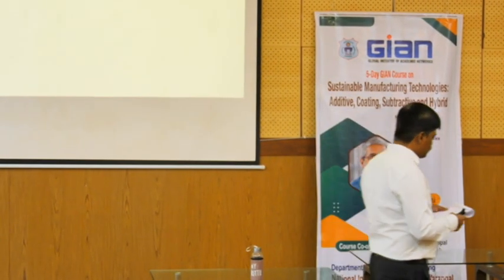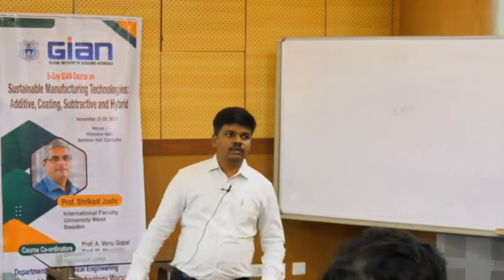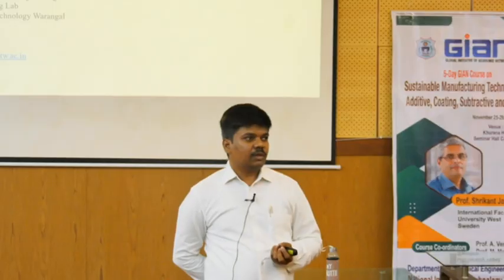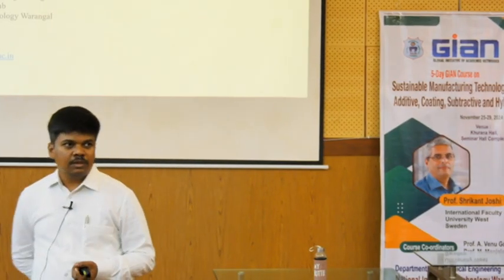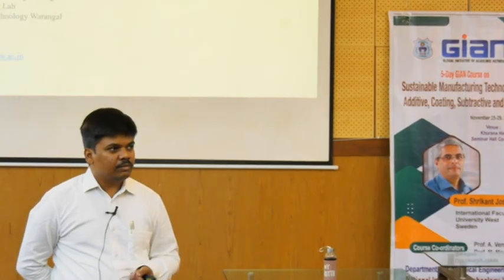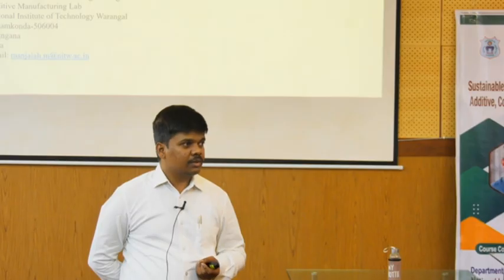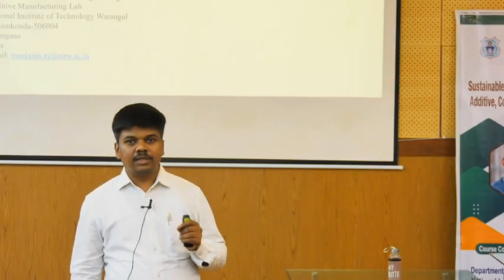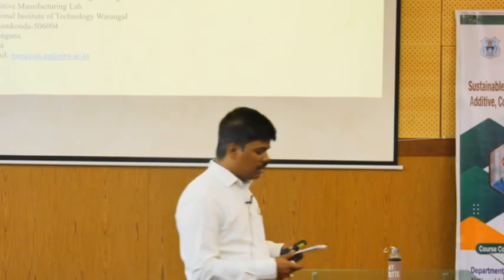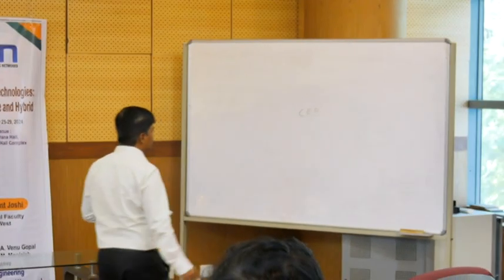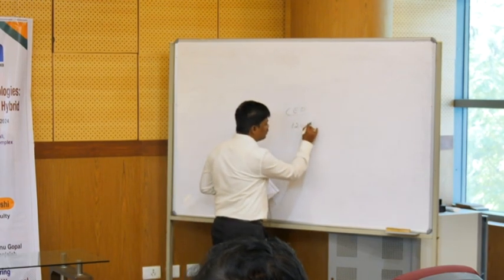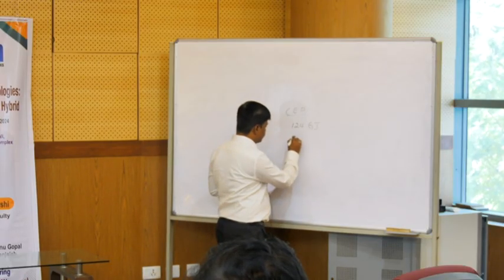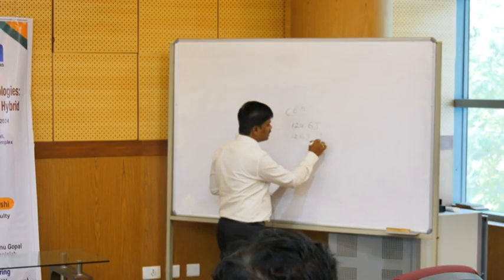I will just tell you, in the entire world only one manufacturer, Renishaw with the AM250, gave the data. You are aware of the AM machine manufacturers: Renishaw, Concept Laser, SLM Solutions, EOS. There are so many manufacturers, but Renishaw has given the data on how much cumulative energy demand is required for machine manufacturing. They gave almost 124 gigajoule for the primary machine manufacturing, and almost 12 gigajoule for the auxiliaries.